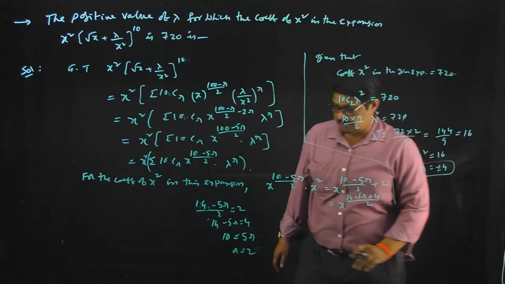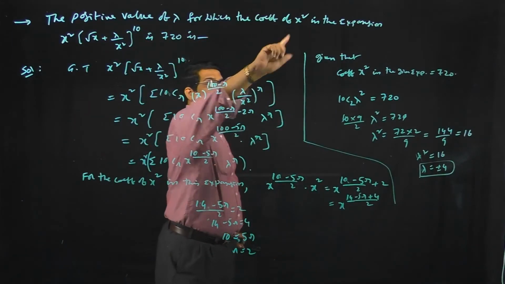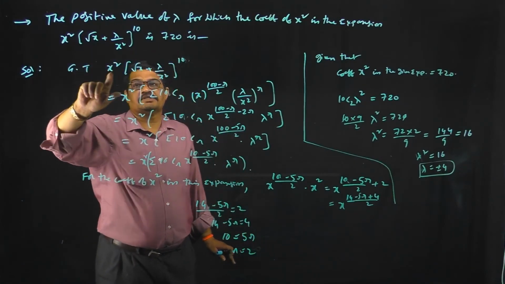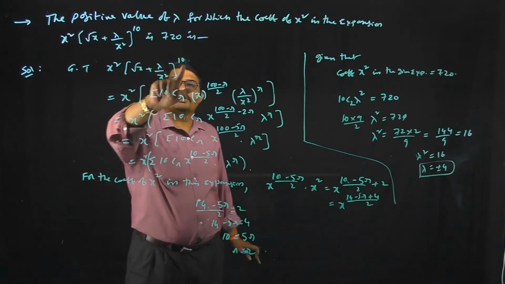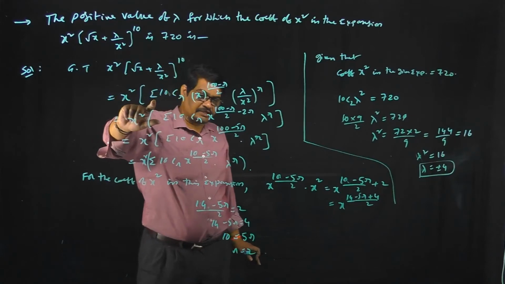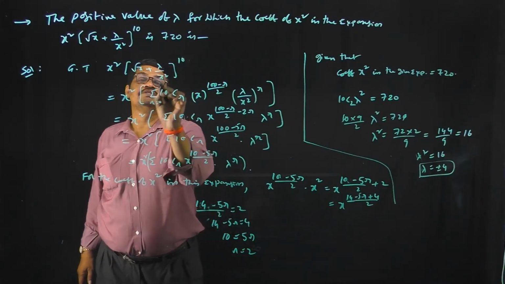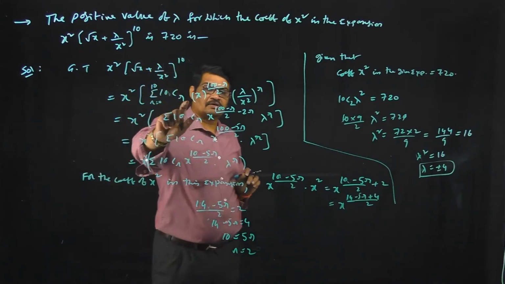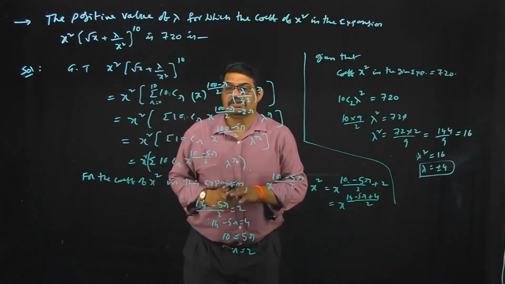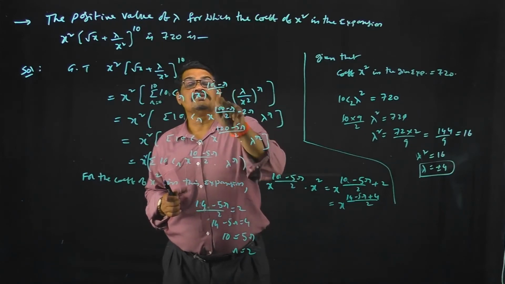So this is the value of lambda. Okay, see once again. Here the positive value of lambda for which the coefficient of x square in this expansion is 720, that is given. So this is the expression x square into root x plus lambda by x square whole to the power of 10. Now this can be written in the expansion form. Sigma r is equal to 0 to 10, 10Cr first term, that is root x whole power 10 minus r. This is also 10 minus r.